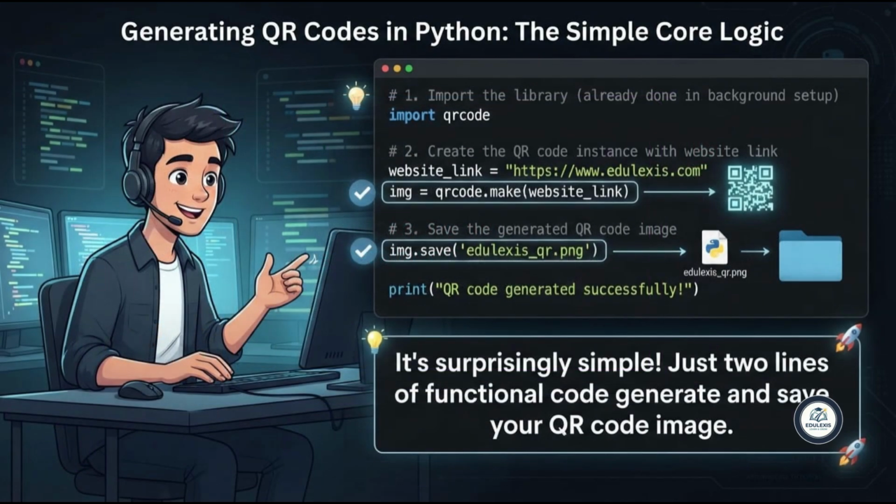Let's run this script to see it in action. Open your terminal and run python qr_generator.py. Notice how fast it executes, less than a second. Now check your folder. You will see a brand new PNG image file. Let's open it up. There is our crisp QR code. Grab your smartphone camera right now, point it at your computer screen, and test it. It will instantly prompt you to open the Edulexis website.